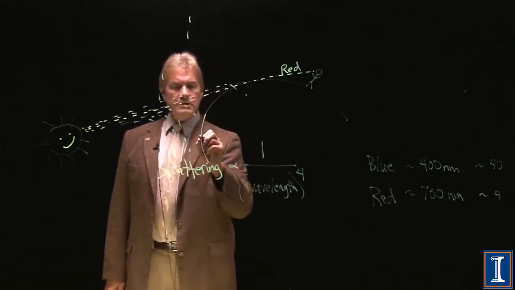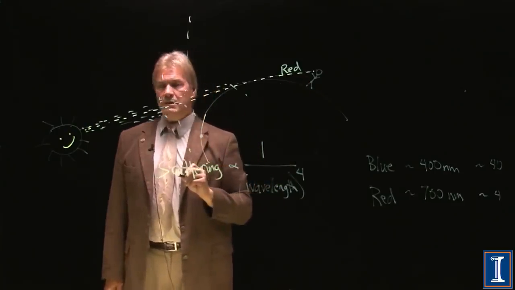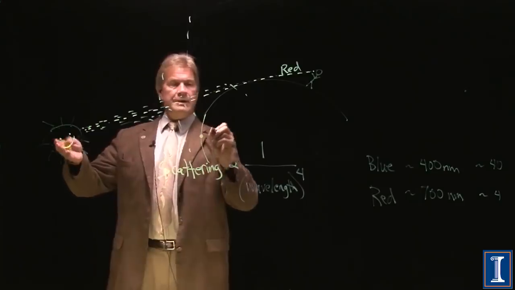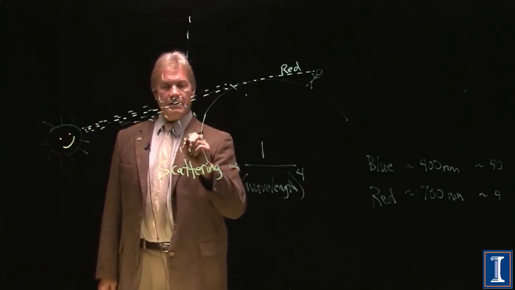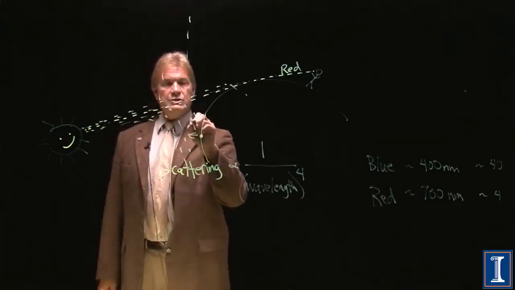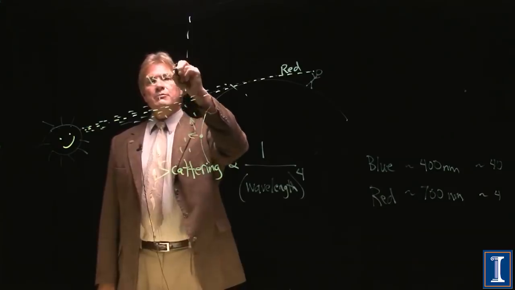And what do you see when you're standing here? Not over here where the sun's setting, but over here in Hawaii. You look up at the sky. Not right at the sun, but you look this way. You see all the scattered light. You see the blue.